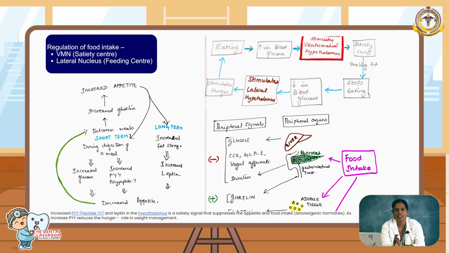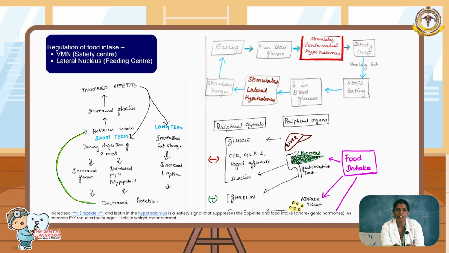Who is the satiety center present in your hypothalamus? It is your VMN, the ventromedial nucleus of your hypothalamus, which gives the feeling of fullness, and the feeling of hunger is initiated by the lateral nucleus of your hypothalamus. Whenever this LN is stimulated, automatically we start eating. Once we start eating, the blood glucose level slowly increases, and the ventromedial nucleus brings out the satiety feeling, and after that we stop eating.